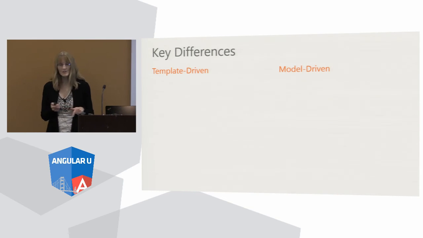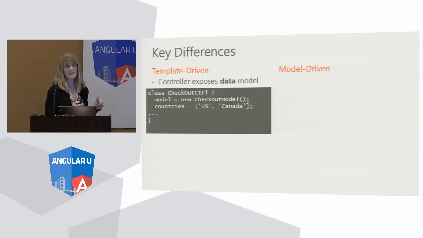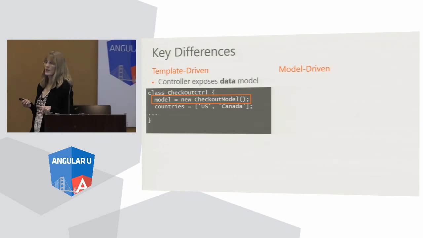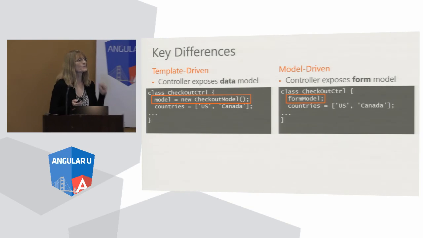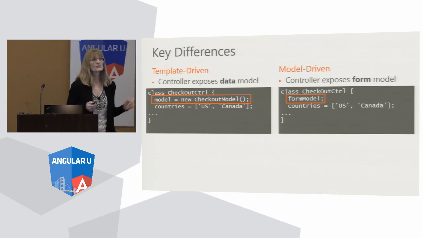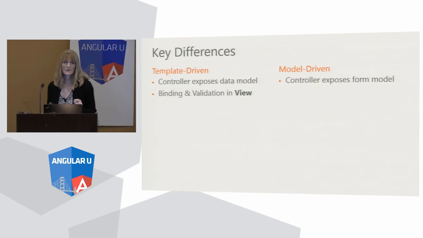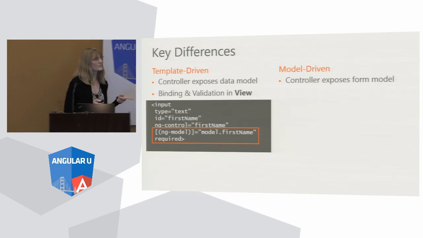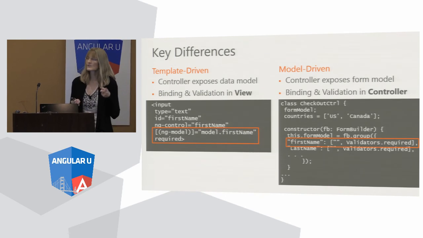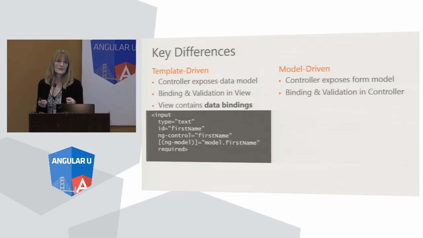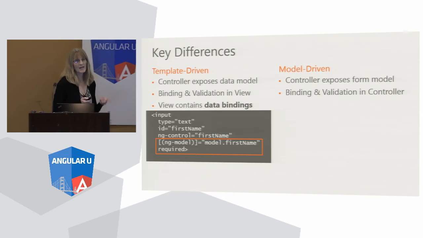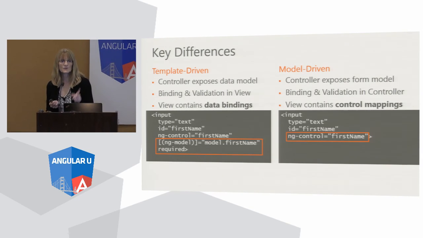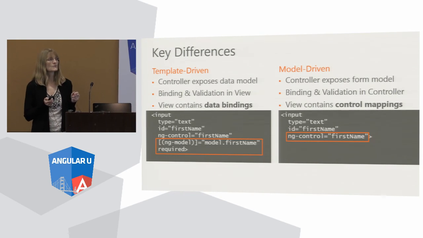Okay, so the key differences between the template-driven and the model-driven. The controller exposes the data model in the template-driven approach, just like we do now in 1.x. In model-driven, we're getting that form model, the model of what the controls on the form are supposed to look like. Binding and validation in the template-driven is in the view, just like it is now with 1.x. In model-driven, it's in the controller. Lastly, the view contains data bindings in the template-driven. In the model-driven, the view only contains the control mappings.